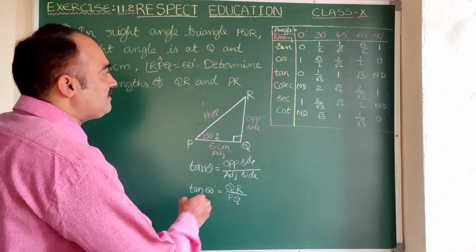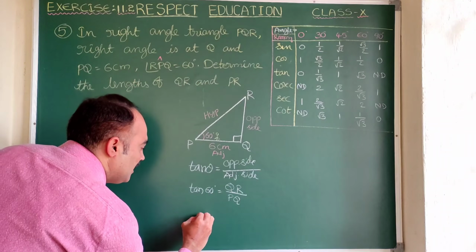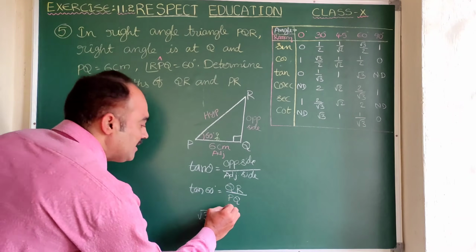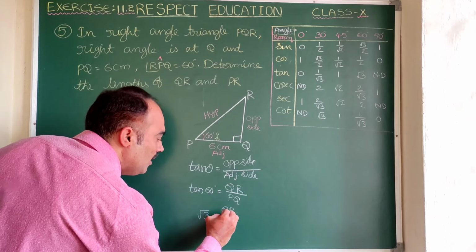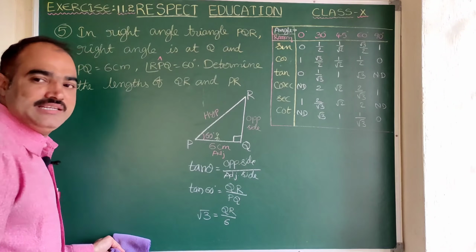Right. What is tan 60? Tan 60 degrees is root 3. So here let us write it as root 3 is equal to QR, that is what we have to find, we don't know, by PQ. PQ is 6 centimeters. We are writing here 6.